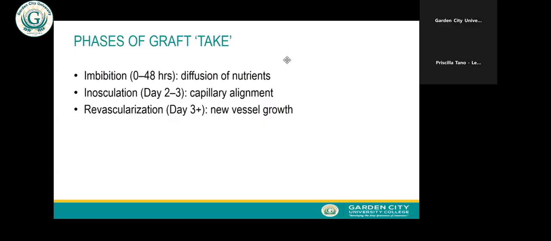All right. The graft process of revascularization: we have the imbibition, we have the inosculation, and we have revascularization. So imbibition is mostly phase 1, where we have what? Diffusion of nutrients. It's within the first 24 to 48 hours. That is where the fibrin layer holds the graft in place at that site. There will be proper absorption of these nutrients into the graft. Mostly, of course, we know that out of capillary action, and that helps in diffusing blood, nutrients and oxygen to the site.